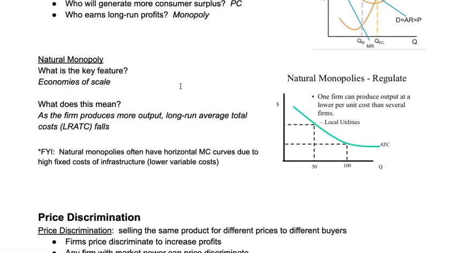Let's think back to our previous unit. What is economies of scale? That means as firms get larger, their long-run average total cost falls. So if a natural monopoly exists, then they are going to be producing anywhere on the downward sloping part of their ATC curve. That is it. Don't worry about anything else.